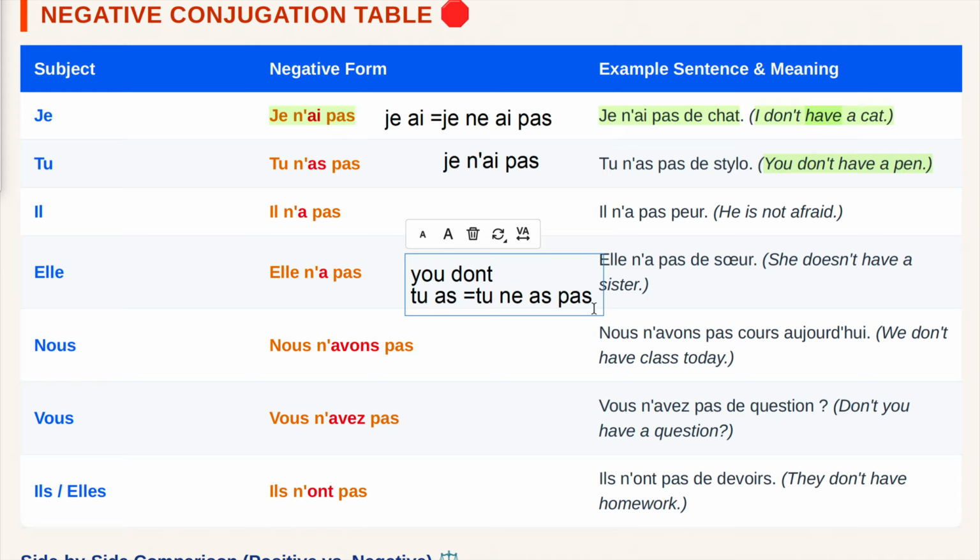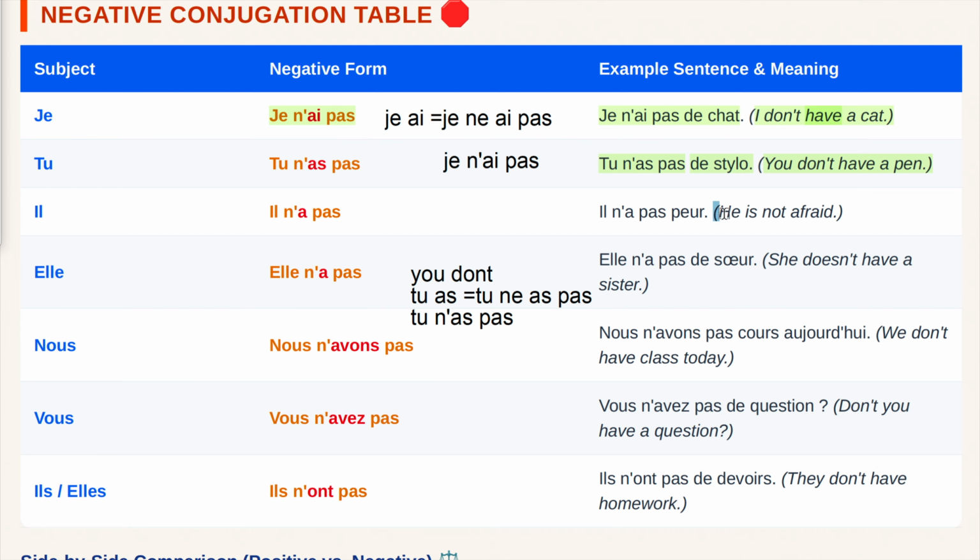Now you already know that this is e and this is a, so you have to cut down this e and use an apostrophe here. So it becomes tu n'as pas. Tu n'as pas means you don't have. So what don't you have? You don't have a pen. Pen means stylo. So it becomes tu n'as pas de stylo. You don't have a pen.